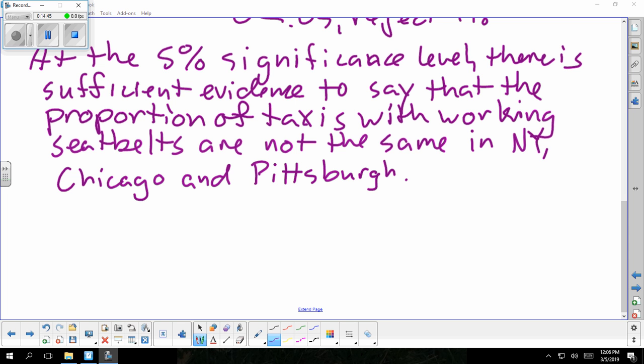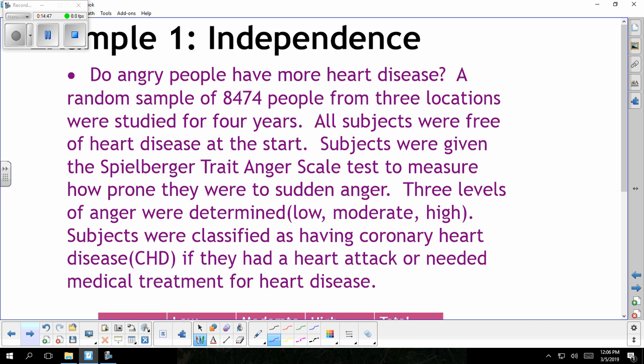All right. So our last test is our chi-squared test of independence. This is where we have a single sample. We have 2 variables measured, and I want to see if the two variables are related. Is there an association between the two variables? So this question: do angry people have more heart disease?